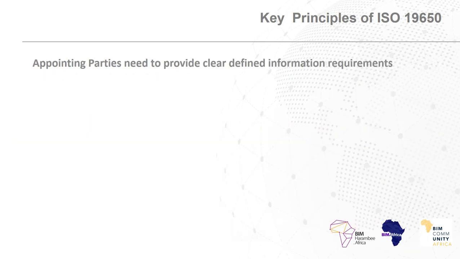The ISO 19650 also talks about the need for clearly defined information requirements, which goes back to the Egan and Latham reports we touched on earlier, highlighting all the issues with the clients not defining what is needed. Here we see the process relating to providing clear defined information requirements. So firstly, the appointing party needs to state what is needed on a project.